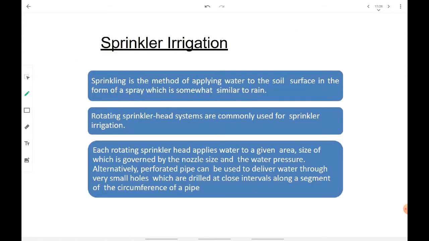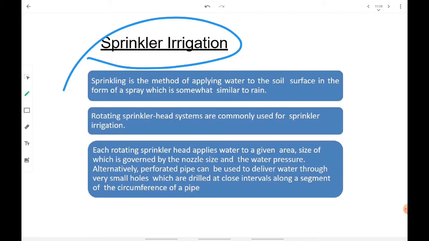Now let's see what the irrigation methods are. The first one is sprinkler irrigation. It is the method of applying water to the soil surface in the form of spray, which is somewhat similar to rain. Having artificial rain at a very small height inside the farm itself is sprinkler irrigation. Rotating sprinkler head systems are commonly used. The sprinkler not only rotates along the axis but also changes the intensity of throw.